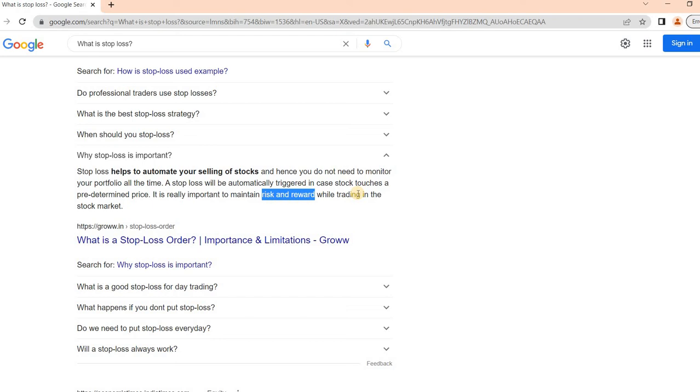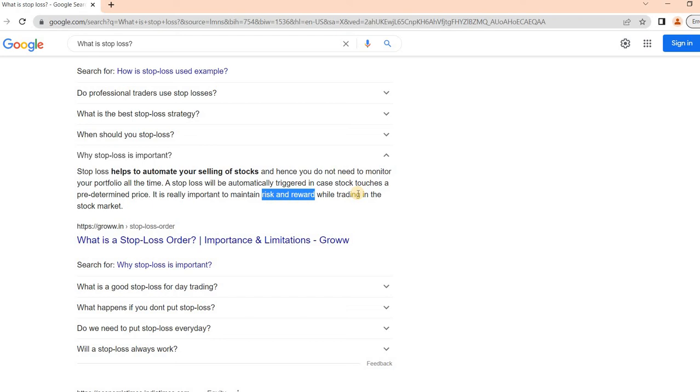So stop loss mainly does two things. One, it takes the tension out of your mind. You don't have to constantly look into your screen. Once it reaches that particular point, it will take you out of the system. You are tension free and you don't have to look at the screen the whole time. And two, it helps you keep a risk and reward ratio. It helps you automate everything. So these are the most important things about stop loss.